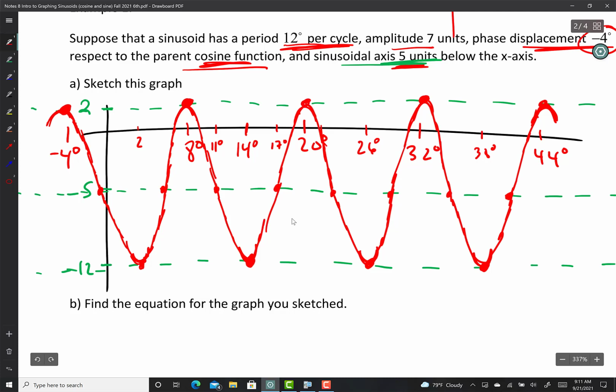And wow, look at that. We have a pretty good graph. You guys just graphed your first sinusoid. What do you guys think? Pretty cool? I think this is pretty cool. You're winning. Everyone's winning.